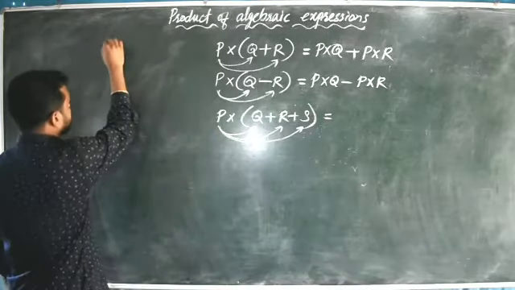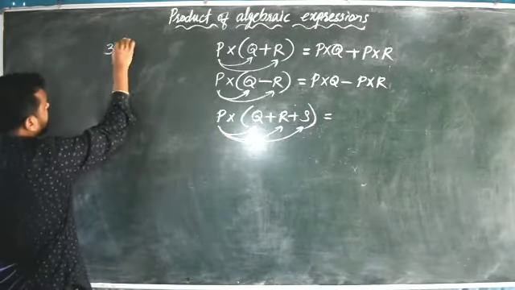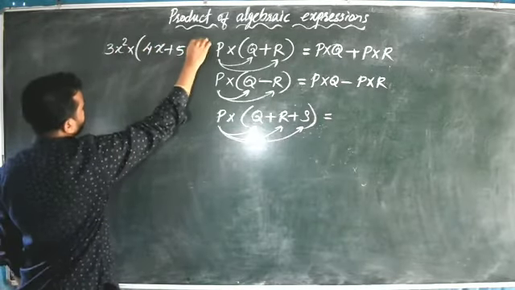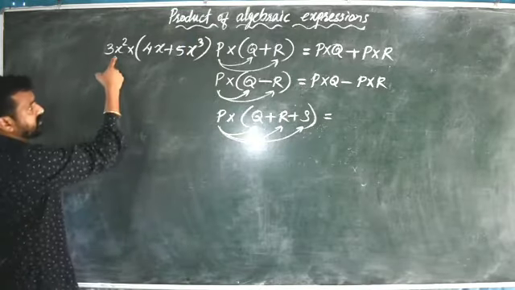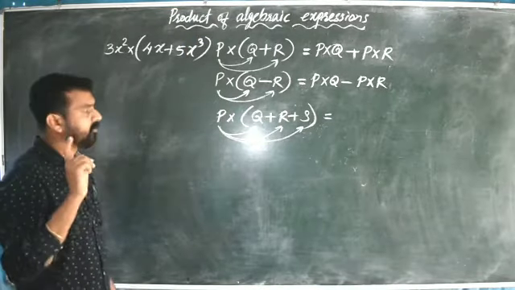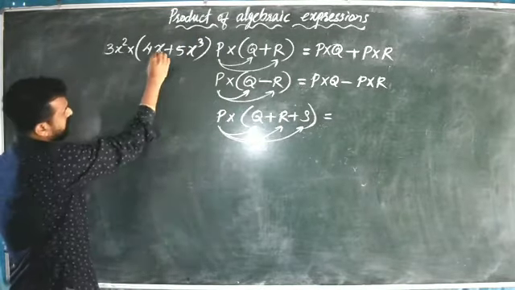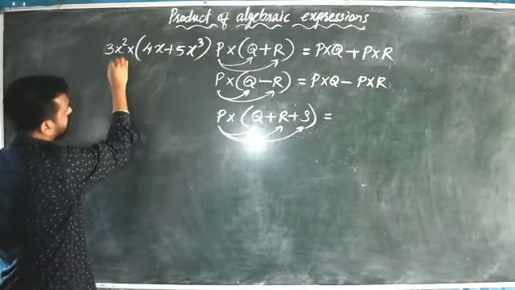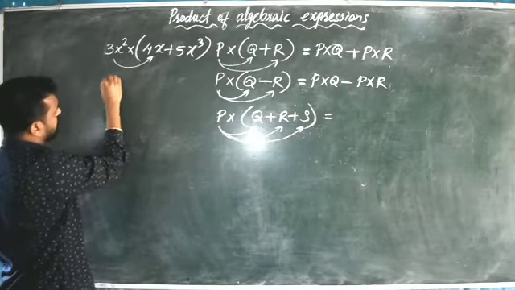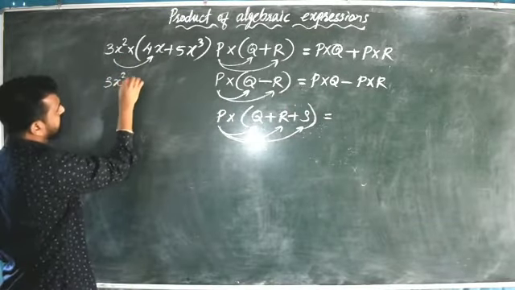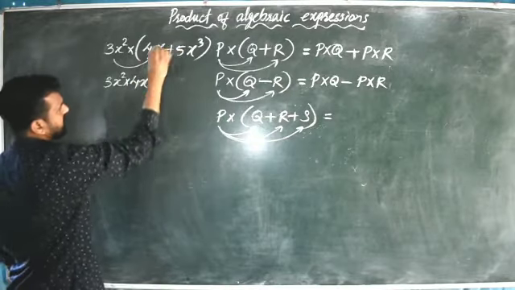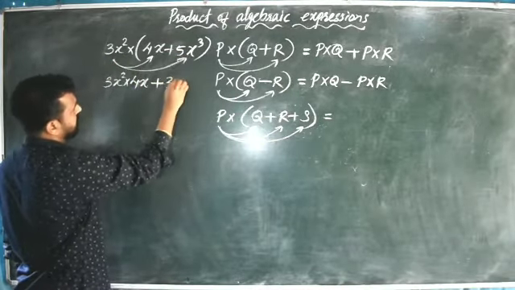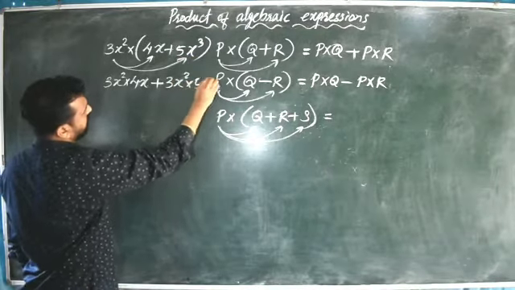Suppose an example: 3x square into 4x plus 5x cube. 3x square is a monomial, it has only one term. 4x plus 5x cube is a binomial. How can we multiply here? 3x square into 4x. After that, what is the sign here? Plus 3x square into 5x cube.